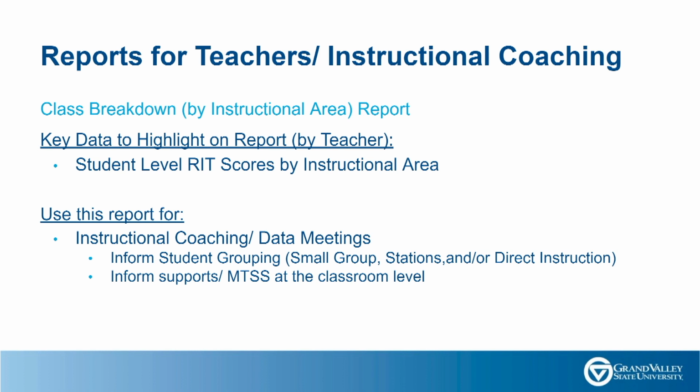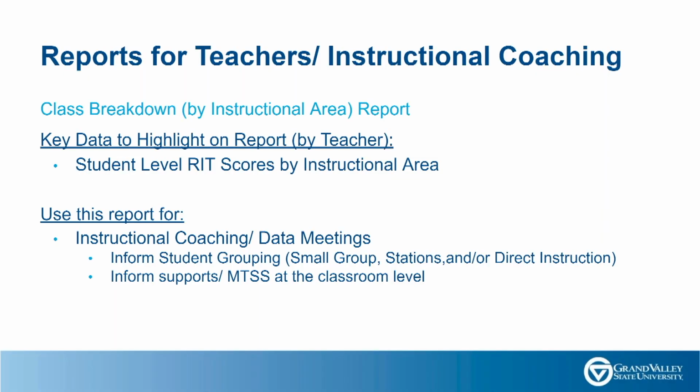This is by far the most granular report that we're going to be looking at. This highlights student level Writ scores by instructional area. So we're not only going to be able to see how that student scored overall in a subject, but what areas they might need some more support in, or what areas they are doing really well in. This is most useful from an instructional coaching standpoint and in meeting with teachers to inform small group instruction stations, or maybe even whole class instructional trends. This also helps to inform and support those MTSS decisions and conversations at that individual classroom level.